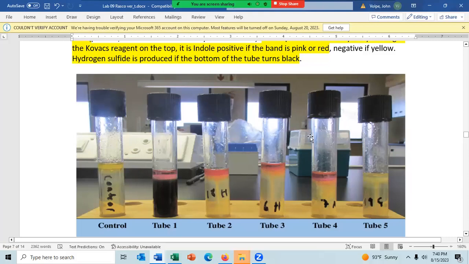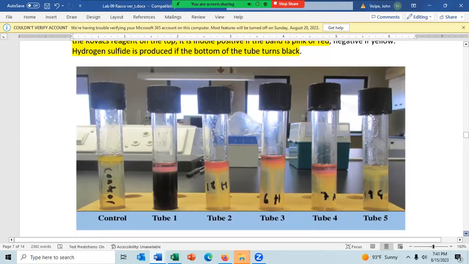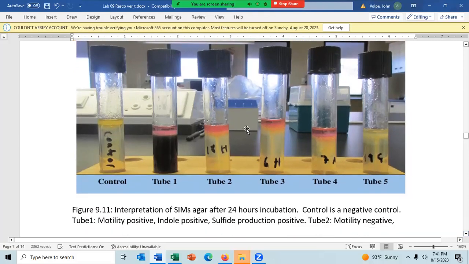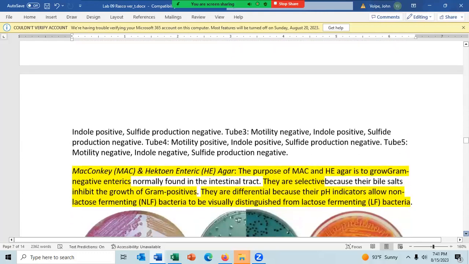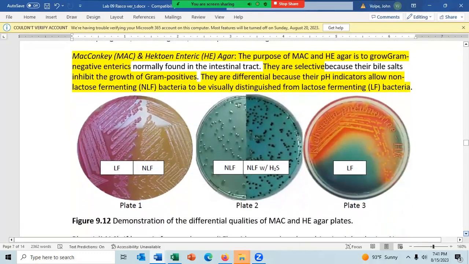To determine the indole, you need to add Kovacs reagent to the top of the tube, and Kovacs reagent will float over the media. If it's reddish or pinkish, then it is positive for indole. If it's yellowish or off-white, it's negative. All right, any questions about SIM?